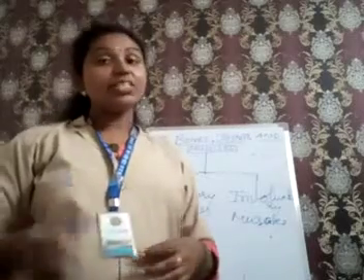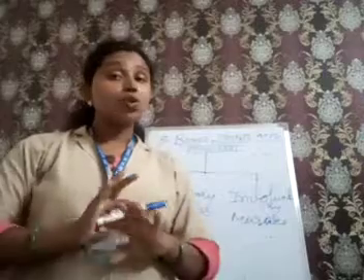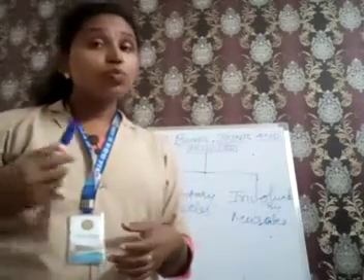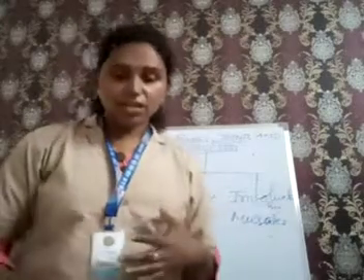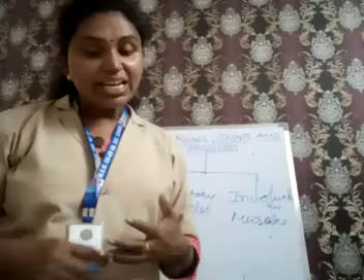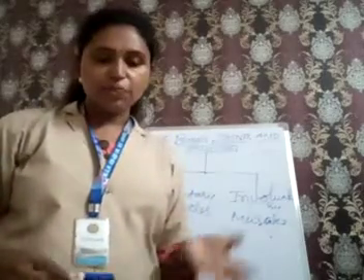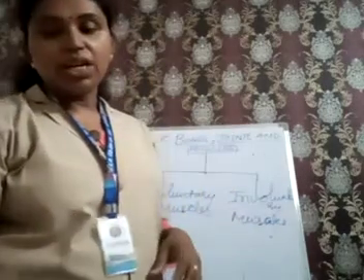Okay. That means just the opposite is involuntary muscles. Muscles which are not in our control are called involuntary muscles. So where is this type of muscle found? It is found in our heart. These are of two types. Involuntary muscles are of two types: cardiac and smooth muscles.